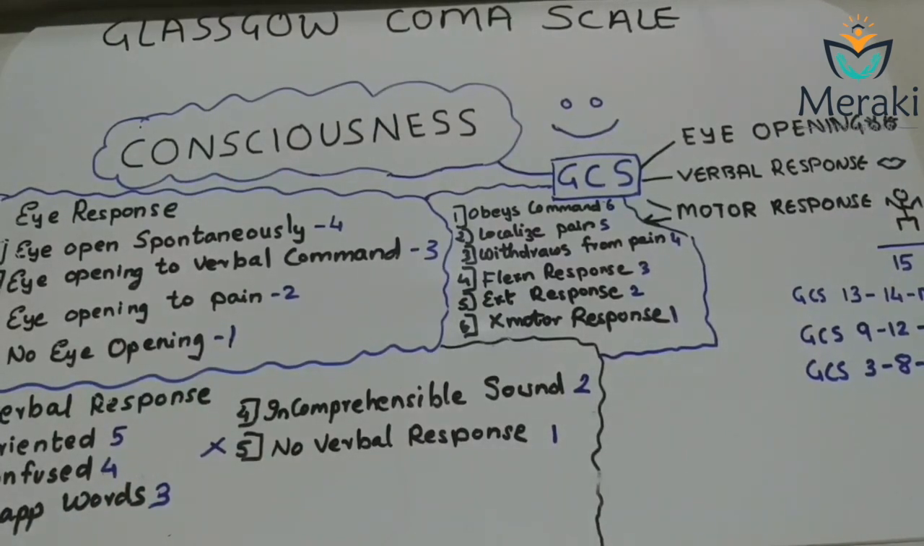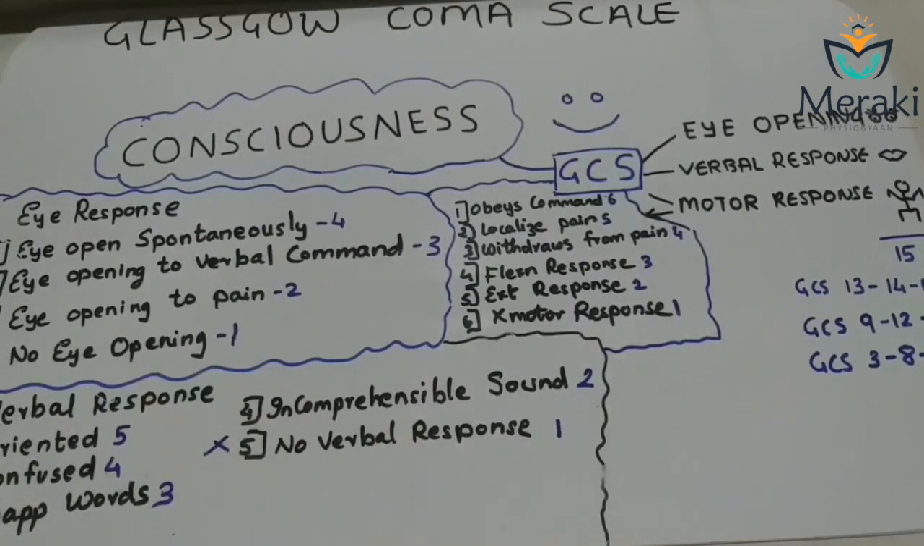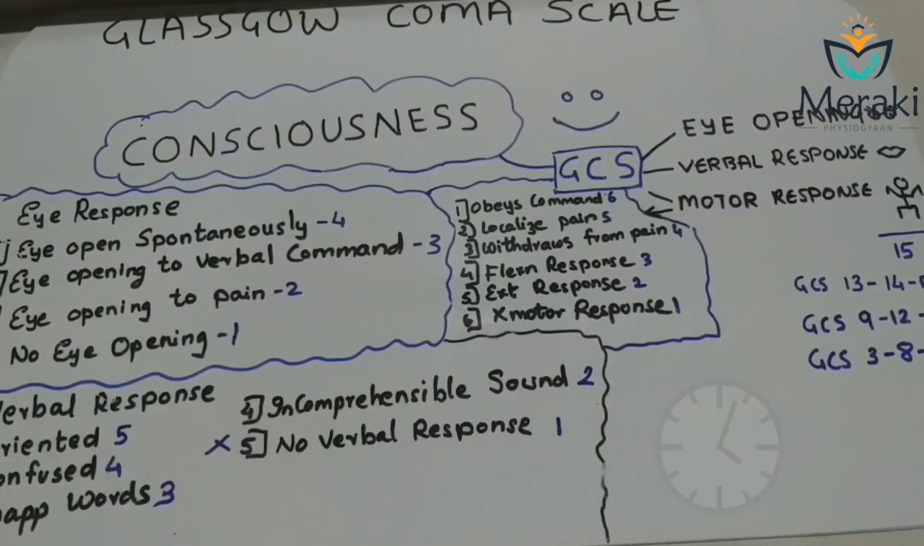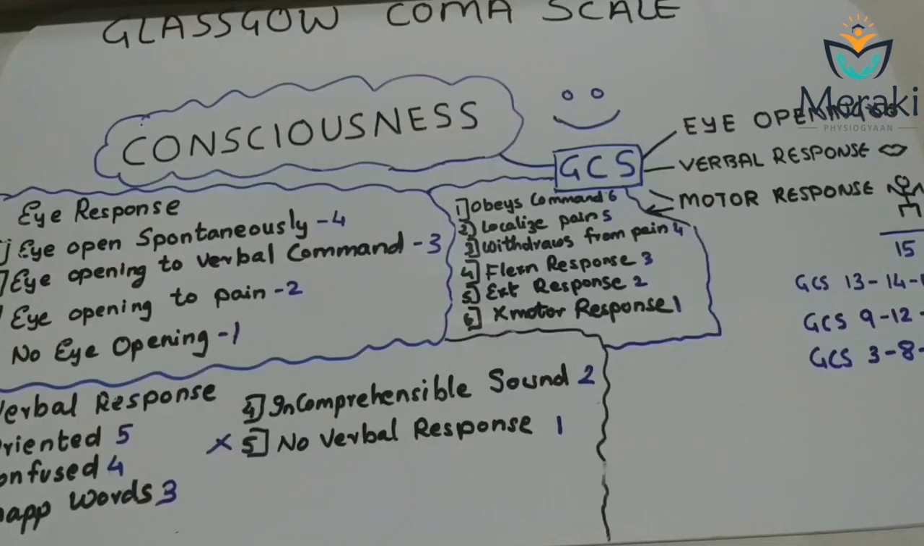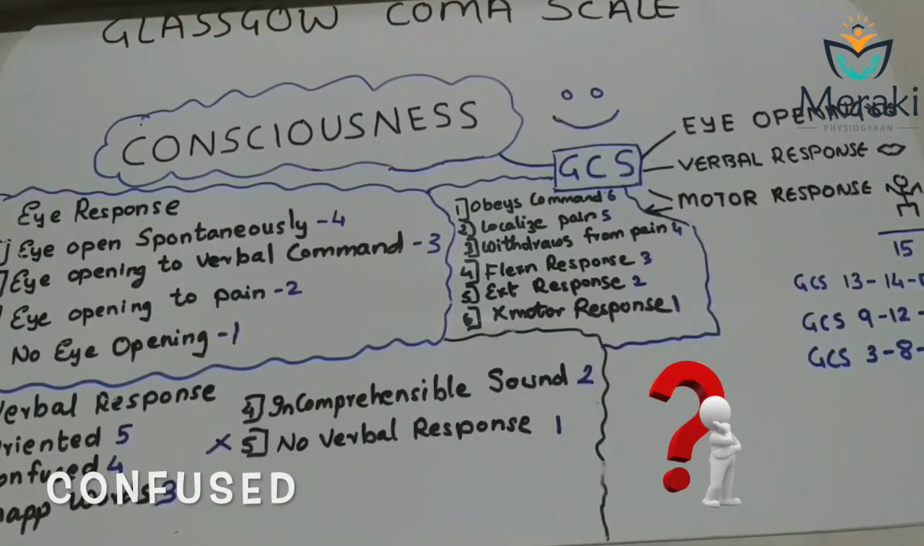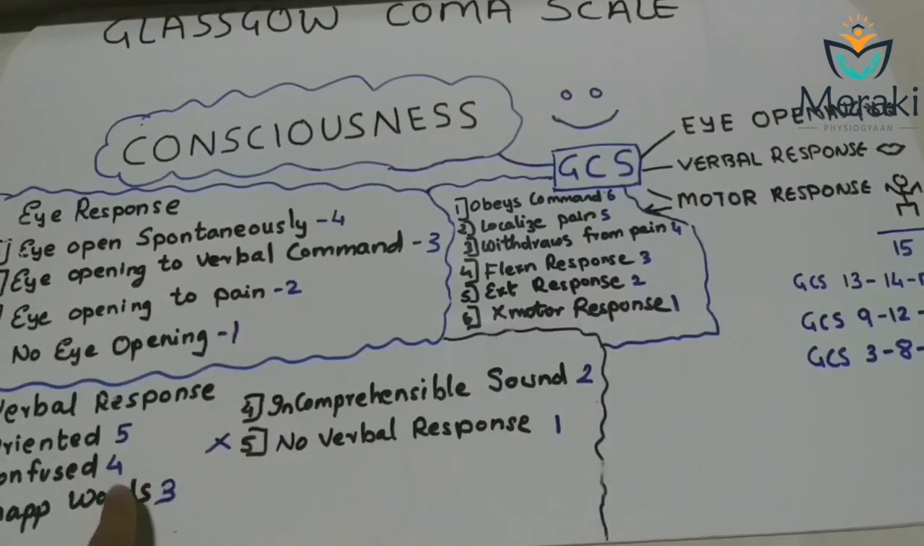In the verbal response, there are 5 components. So the first component is oriented. If the patient is giving you meaningful conversation, is oriented to time, place, and person, then you score him 5. If the patient appears confused, is talking in a confused way, "Where am I, who are you?", then you score him 4.